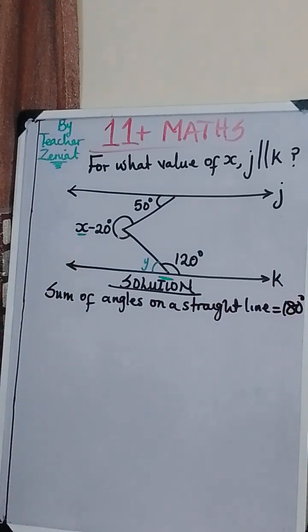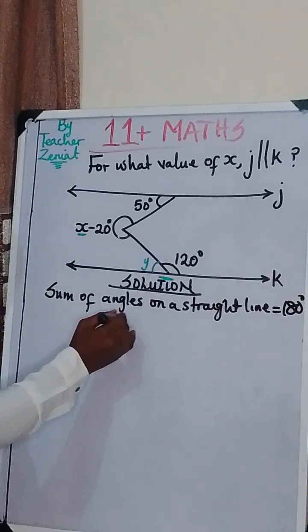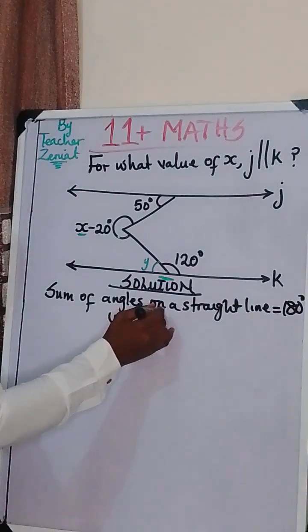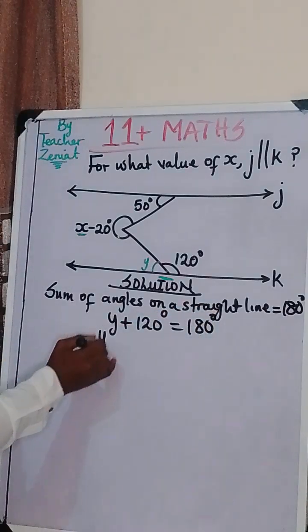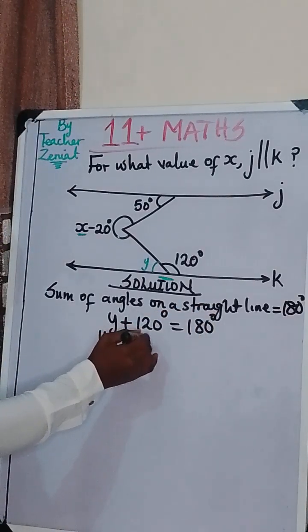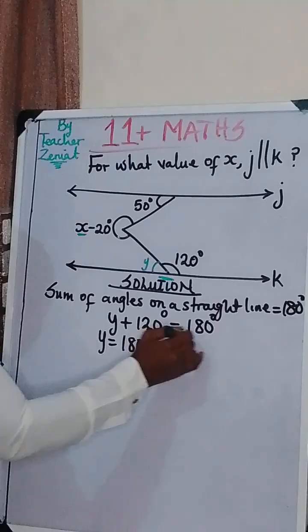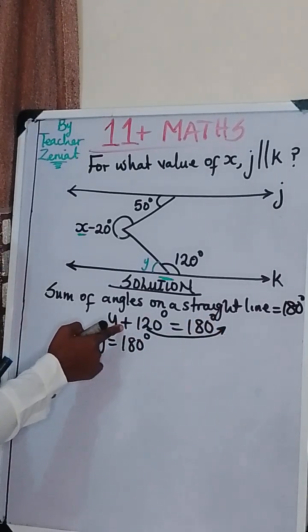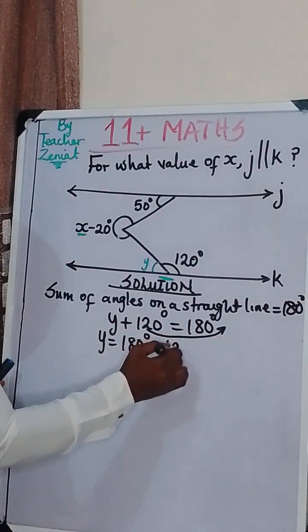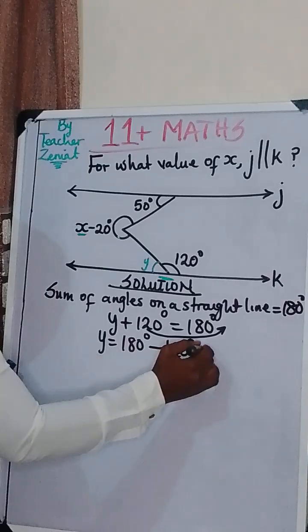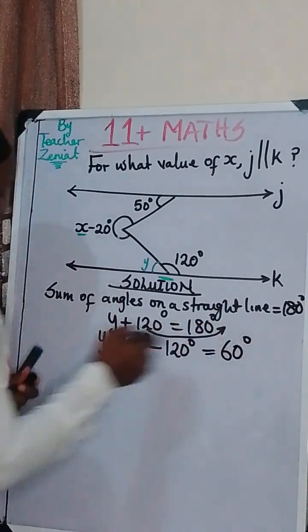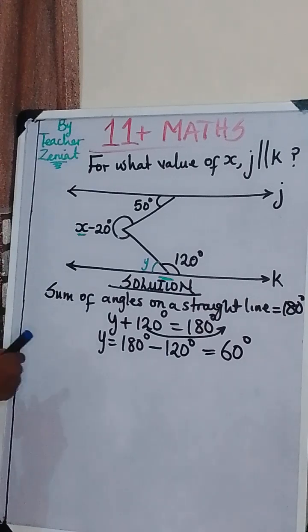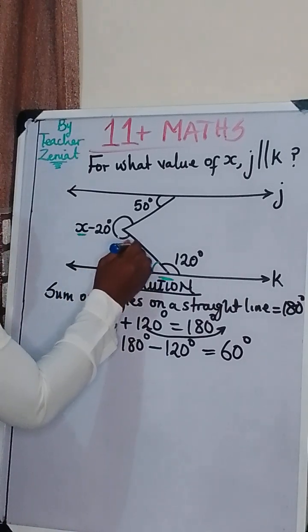Okay, so now let's sum up the angles. We have angle y plus 120 degrees will be equal to 180 degrees. So y will be equal to 180 degrees, our 120 will be crossing over and the sign will change to minus 120 degrees. So y will be equal to 60 degrees. So our y here is 60 degrees.